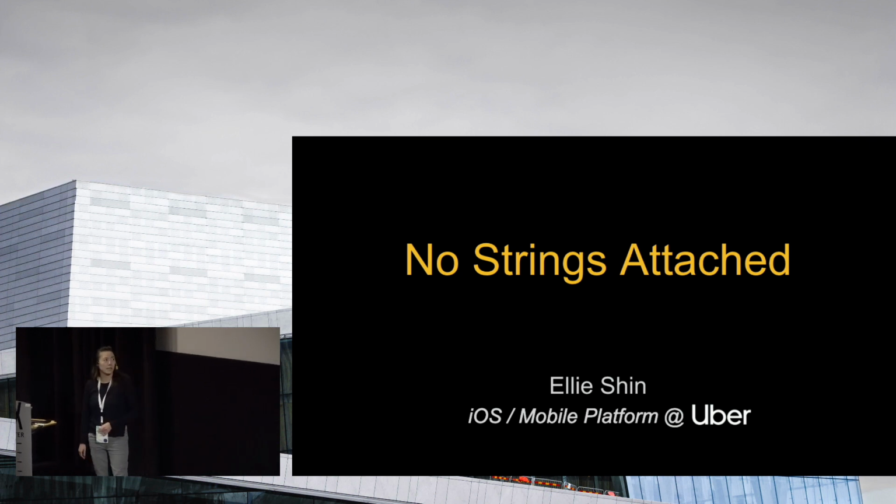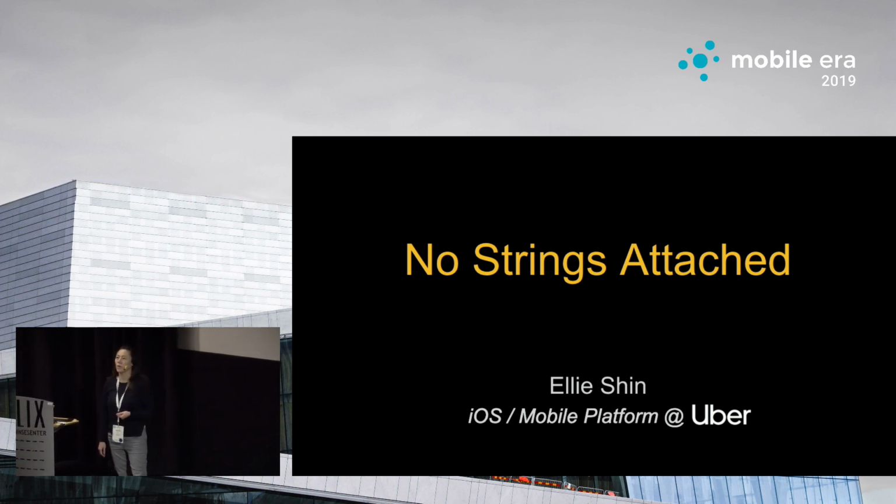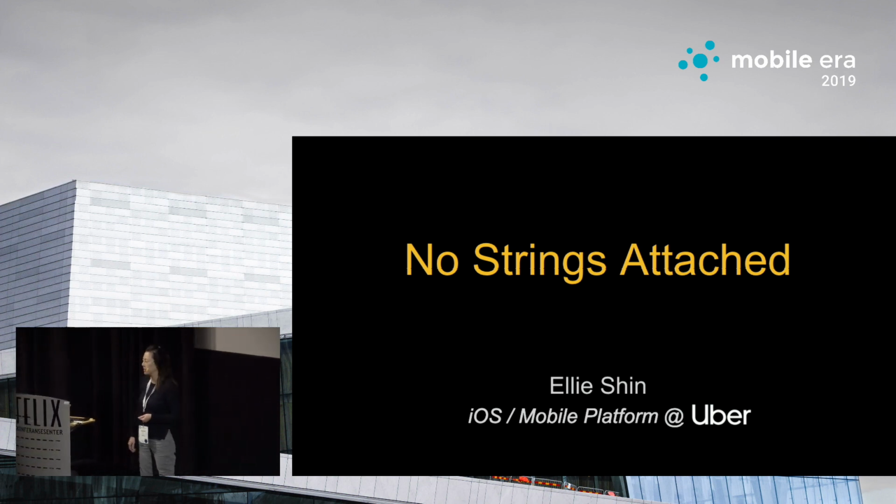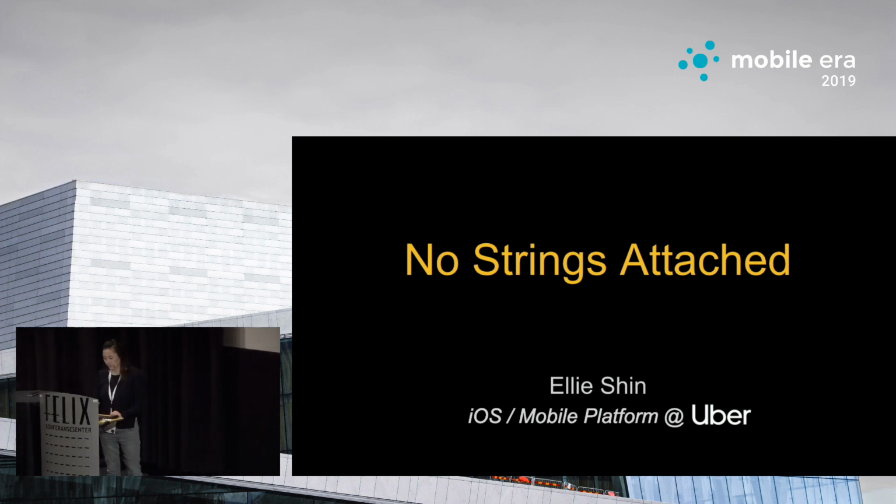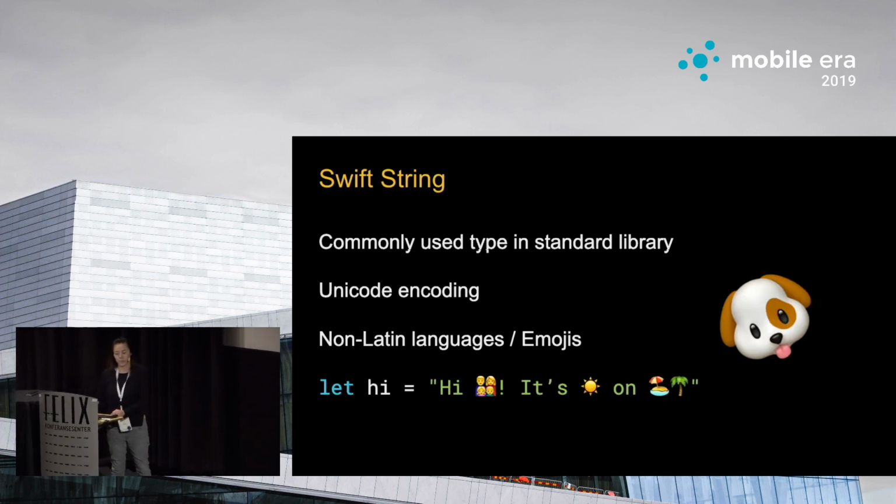In this talk, I'd like to go over some of the pitfalls of Swift strings we had to deal with in our apps and tools, and what we learned from them, and what we did to optimize for correctness and performance. So Swift string, as we all know, is one of the most commonly used fundamental types in the standard library. It supports Unicode encoding, non-Latin languages like Arabic and East Asian languages, and our favorite emojis. So you can write a fun and expressive message like this greeting on the bottom, and have fun with it.